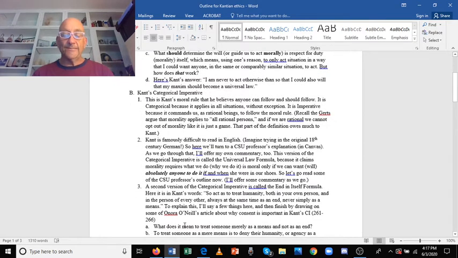I'm in B2 now. So Kant's famously difficult to read in English. I only have a reading translation in German. It's even harder there. So what I'm going to do now is turn to another text. This is a CSU professor I found online who I think does a decent job. As I go through his web pages, and I'll click on it in a minute, I'm going to offer my own commentary. He also comments on the two versions of Kant's categorical imperative, or CI.